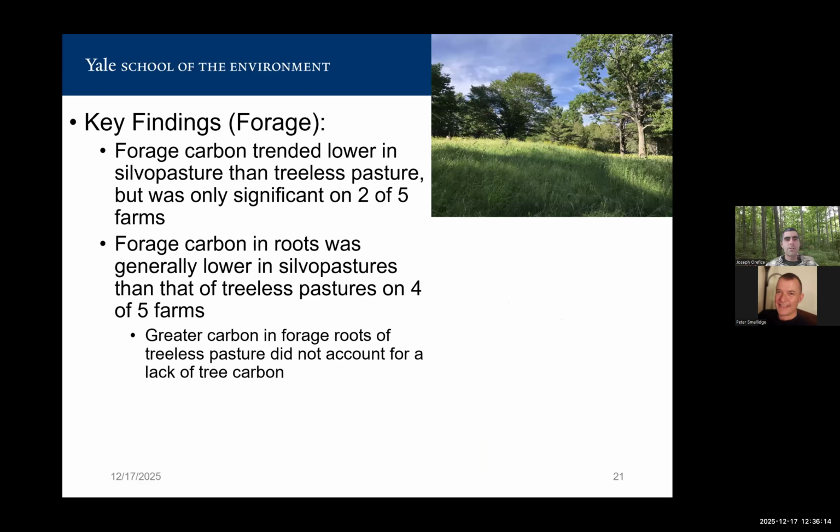So key forage findings. The forage carbon trended lower in the silvopasture than the treeless pasture. So we tended to see less forage carbon in the silvopastures than we did in treeless. It was only significant on 2 of the 5 farms, but there was a trend across them all. I think this is really important because a lot of that forage carbon was in the roots. And so the second point here, the carbon in the roots was generally lower in silvopasture than treeless pastures on 4 of the 5 farms.